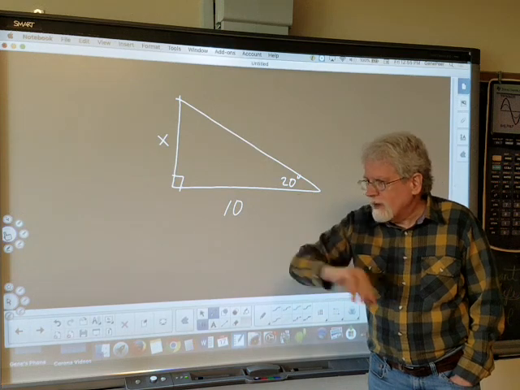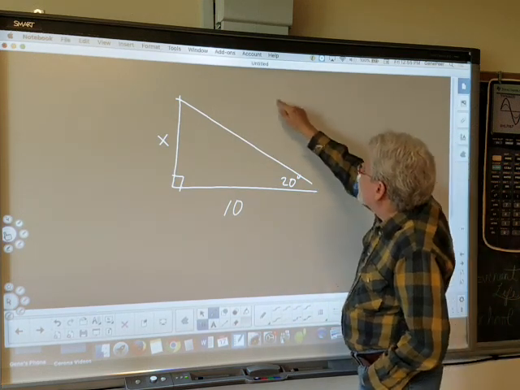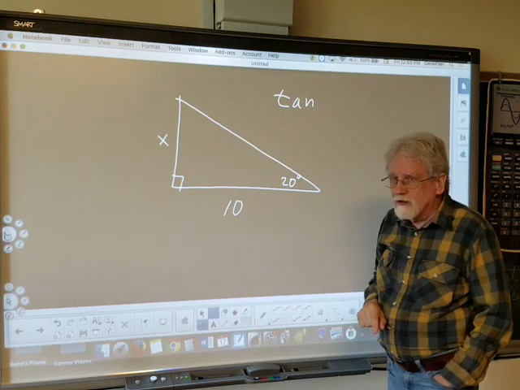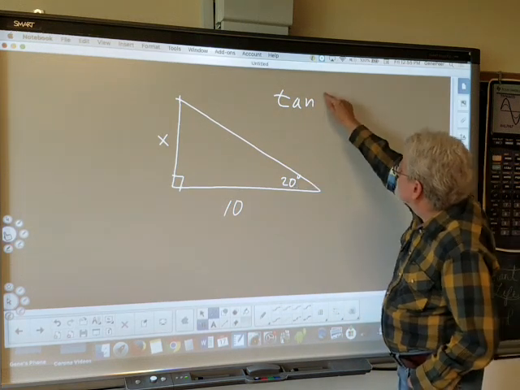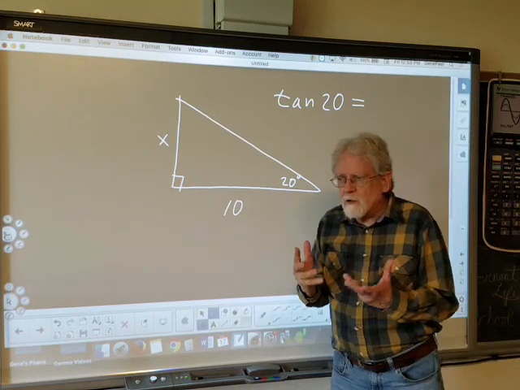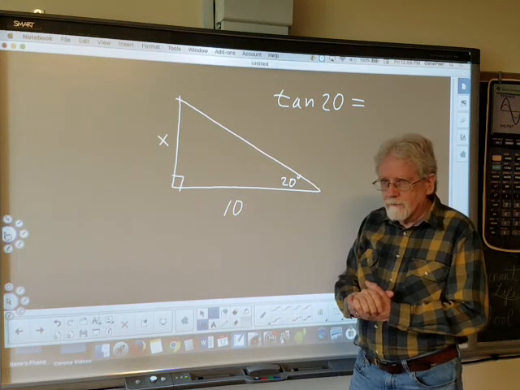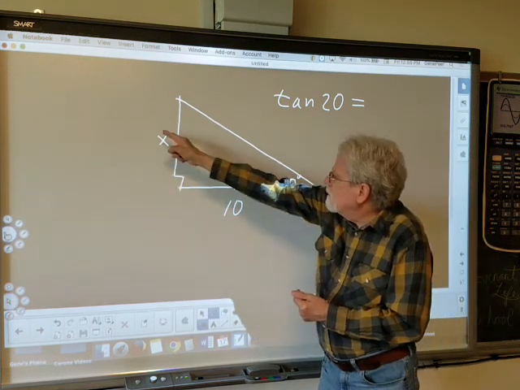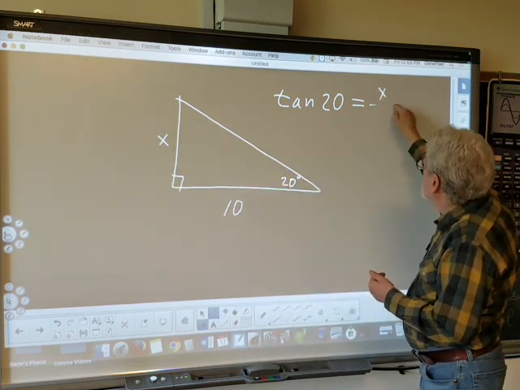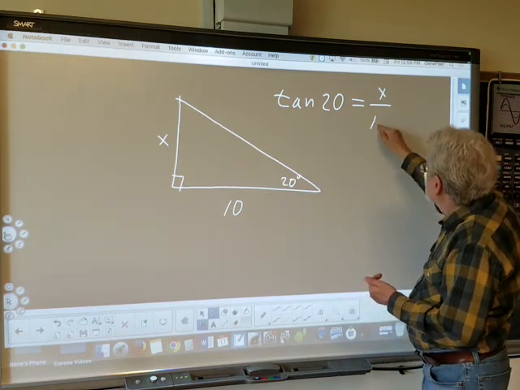So we lean on page 311. And we lean on tangent. So I write what? I write tangent of my angle is what? Tangent always equals opposite over adjacent. The opposite side is unknown. It is x. The adjacent, right here next to the angle, is the 10.